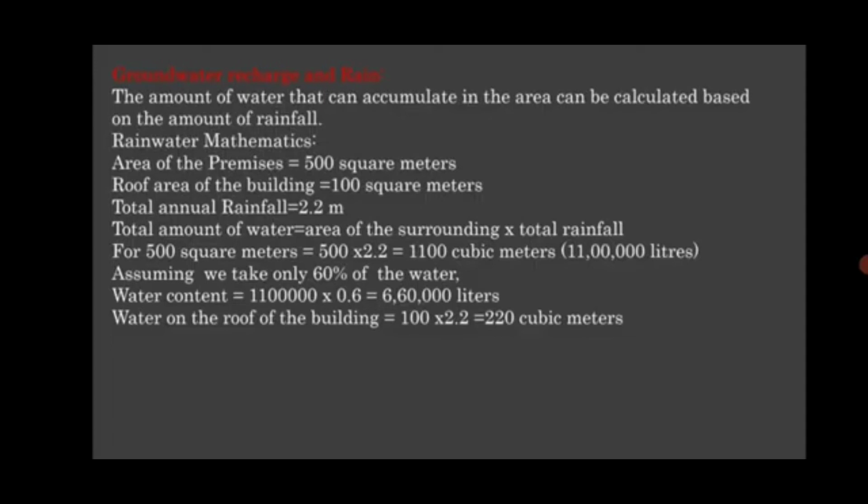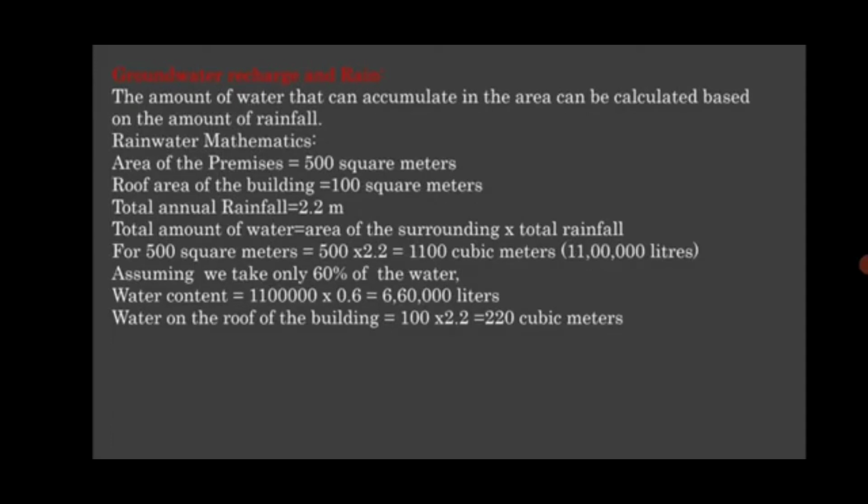Now again, if we assume that we only use 60% of the water, the water content equals 11 lakh multiplied by 0.6. Why 0.6? Because it is 60%, so 60 upon 100 means 0.6. So 11 lakh into 0.6 will give you 6,60,000 liters.